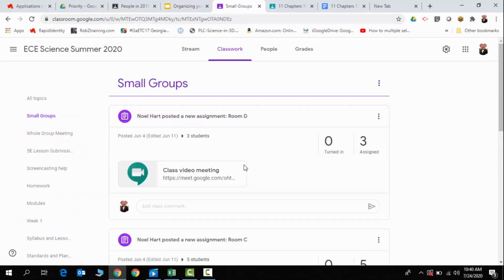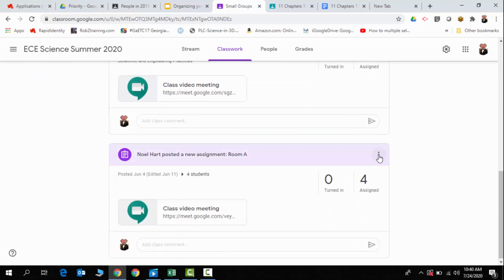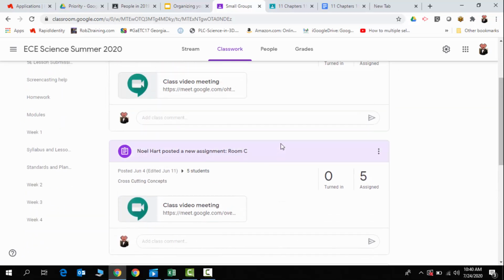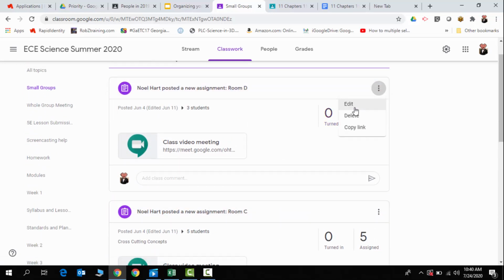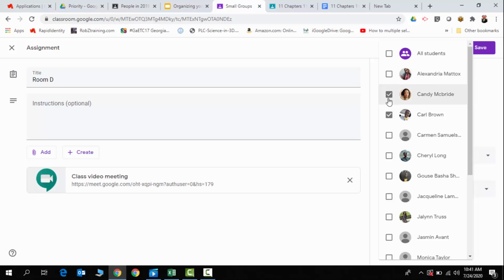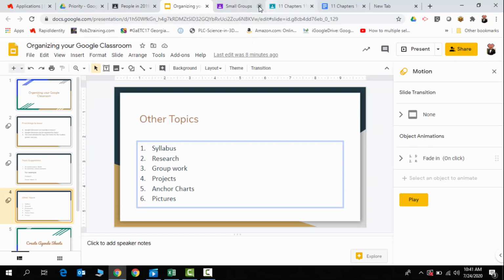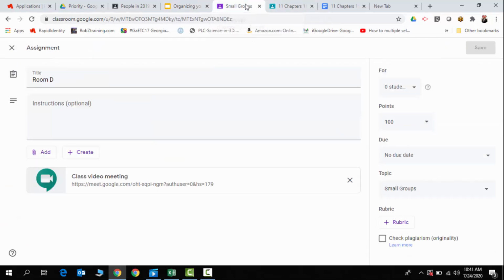In my small groups, I will always constantly change these depending upon what students I want to put in. But all I've got to do is go up here to edit, and I can take these 3 students out, and then I can make them into another group of students so that they're constantly changing, or I can keep those 3 students in there, and the work that I give them stays in the small group section. So that's what I can do in that sense.